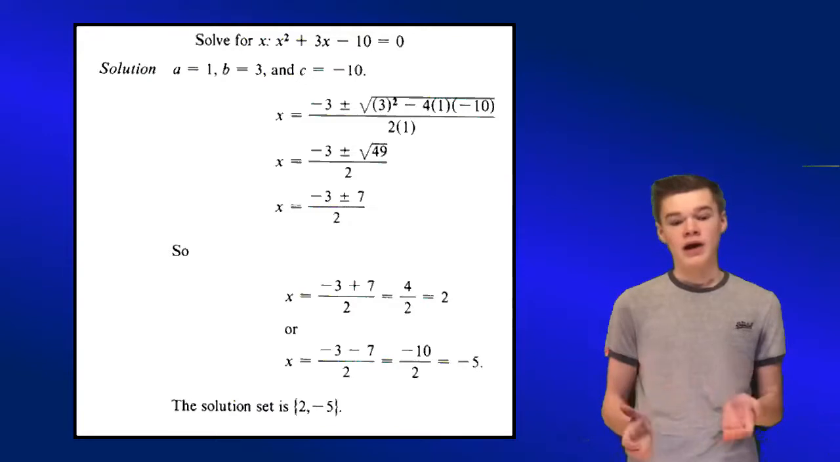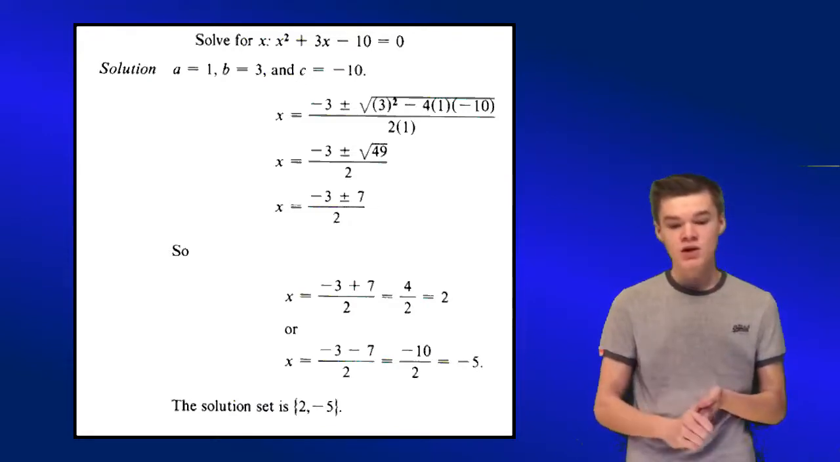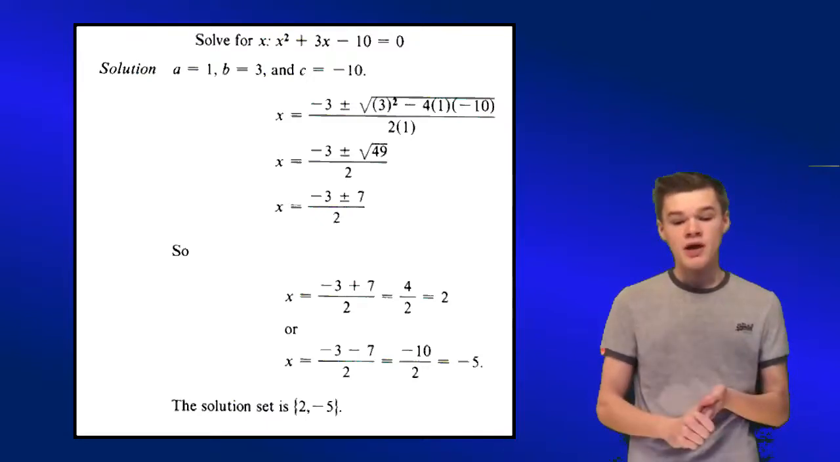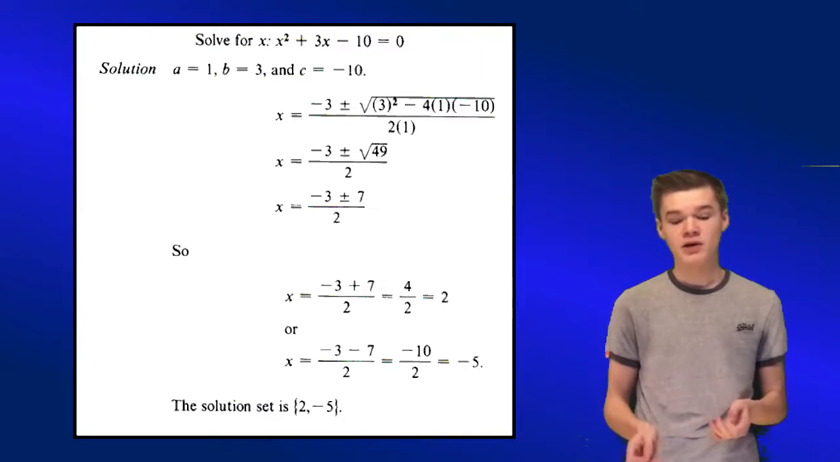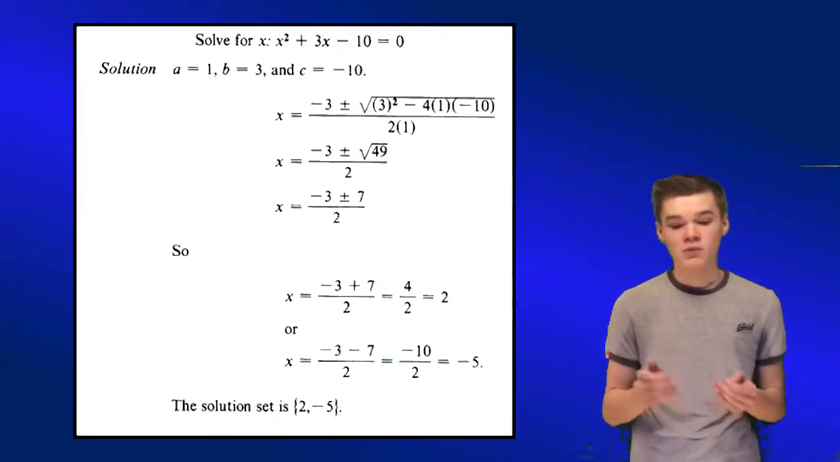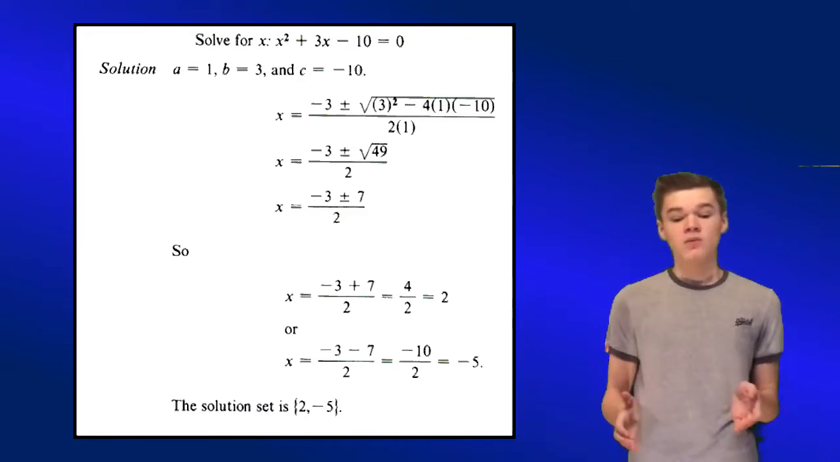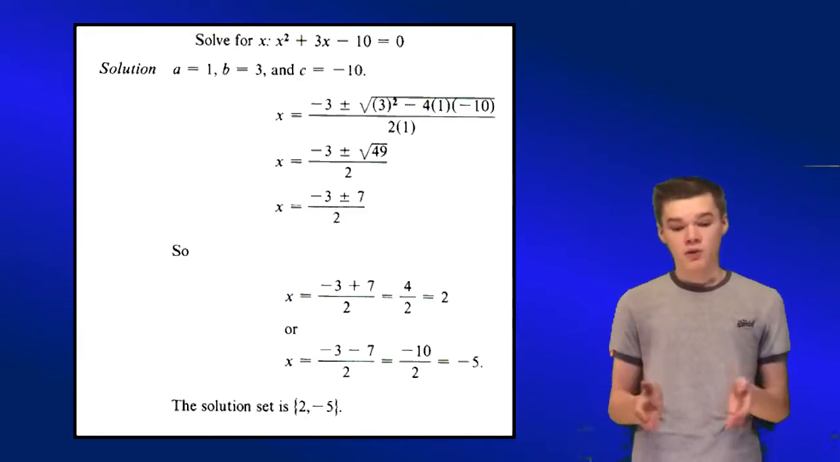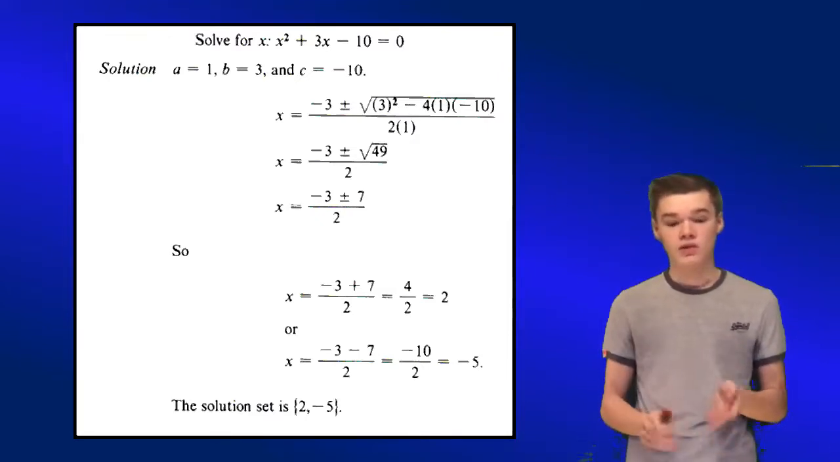0, where a equals 1, b equals 3, and c equals minus 10, which would be in the equation x equals minus 3 plus or minus the root of 3 squared minus 4 times 1 times minus 10, all over 2 times 1, which gives us the root minus 3 plus or minus the root of 49 over 2, which is x equals minus 3 plus or minus 7 all over 2.